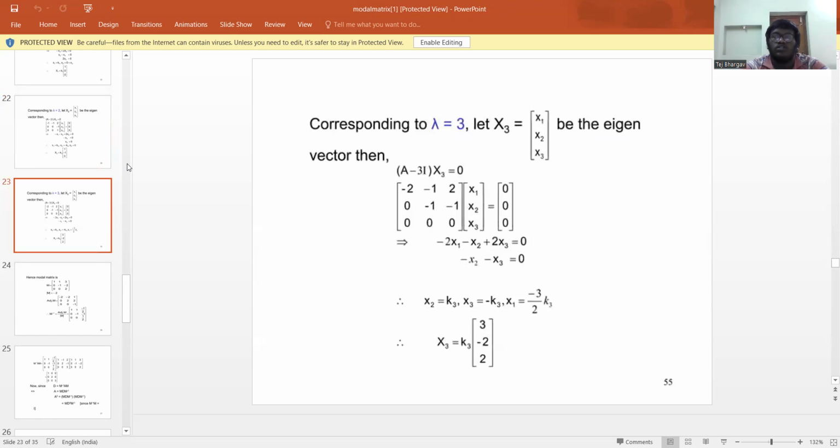Corresponding to lambda equals 3, let X3 equals [x1, x2, x3] be the eigenvector. Then (A minus 3I) X3 equals 0, that is [-2, -1, 2; 0, -1, -1; 0, 0, 0] times [x1, x2, x3] equals [0, 0, 0]. Minus 2x1 minus x2 plus 2x3 equals 0, minus x2 minus x3 equals 0. So x2 equals k3, x3 equals minus k3, x1 equals minus 3 by 2 k3. X3 equals k3 times [3, -2, 2].